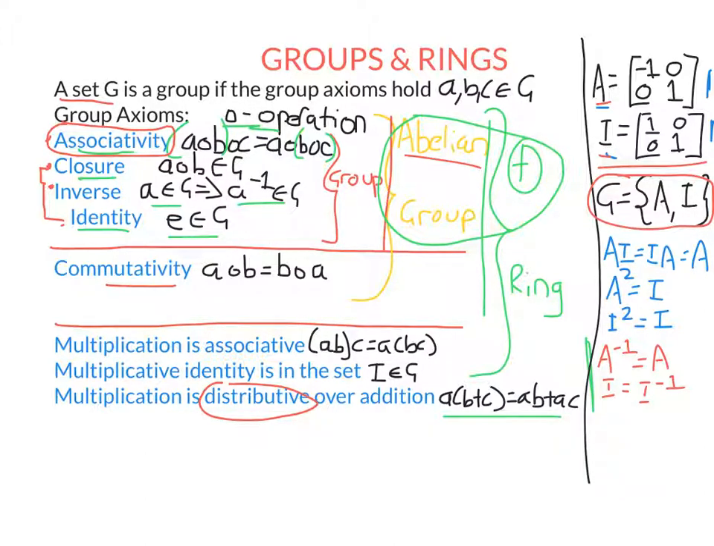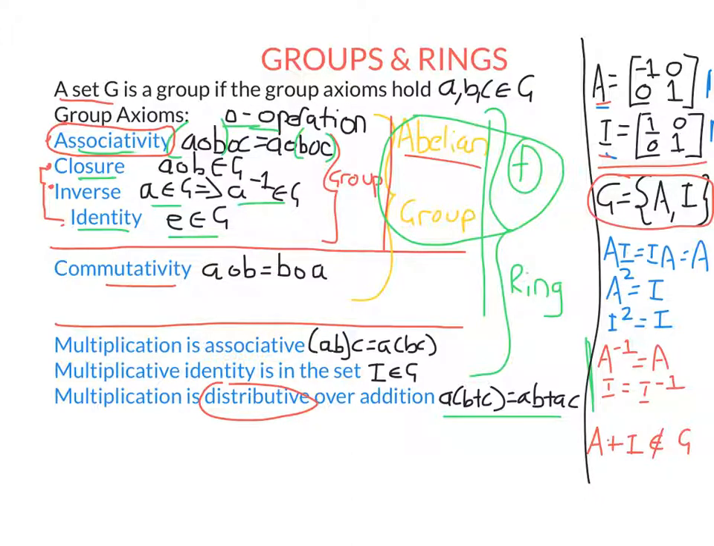The answer is no, because it doesn't even form a group under addition. It's a group under multiplication, but not under addition. Even though these two matrices are associative under addition, the other axioms don't hold. For example, A plus I gives you a matrix that is not in the set. So that's why that doesn't hold.